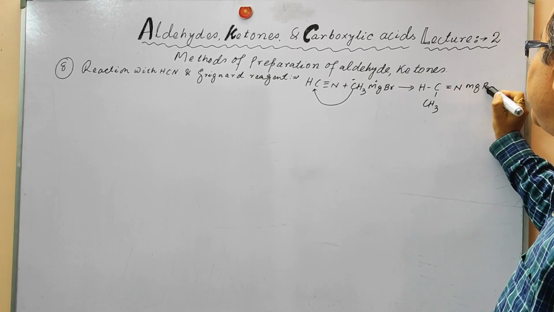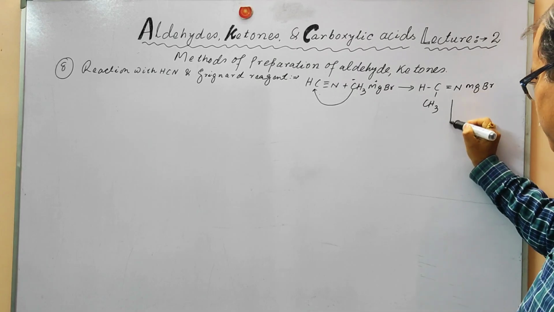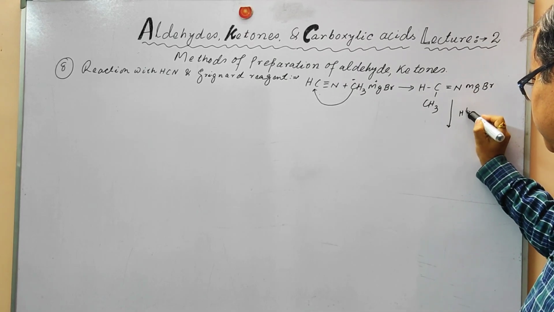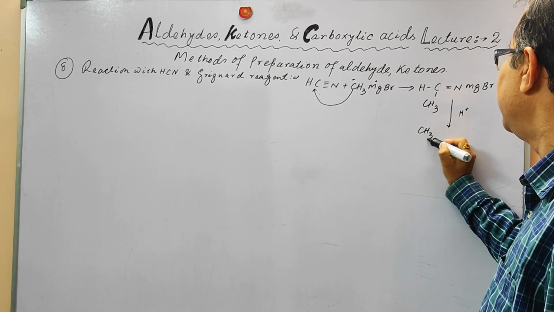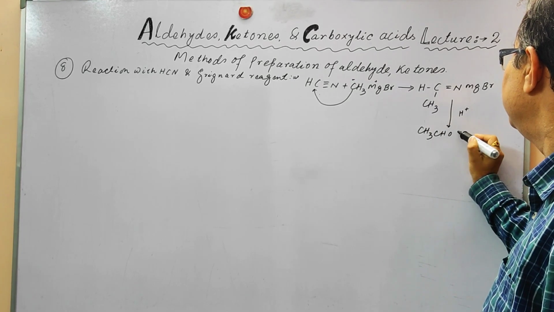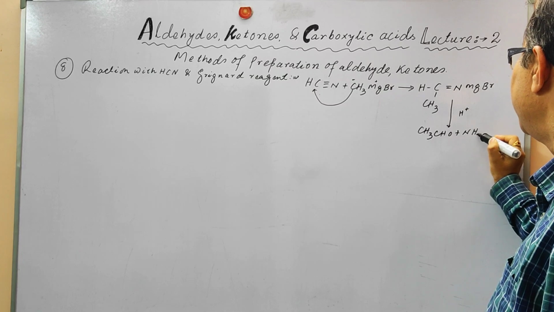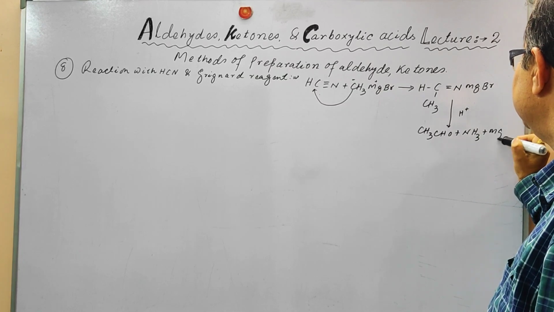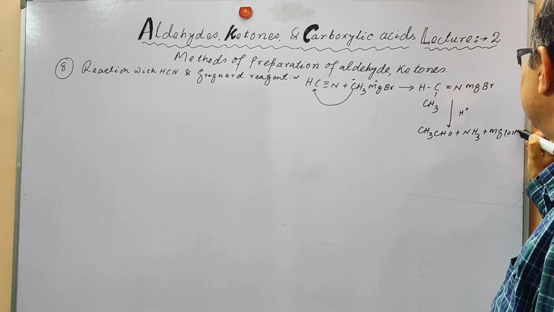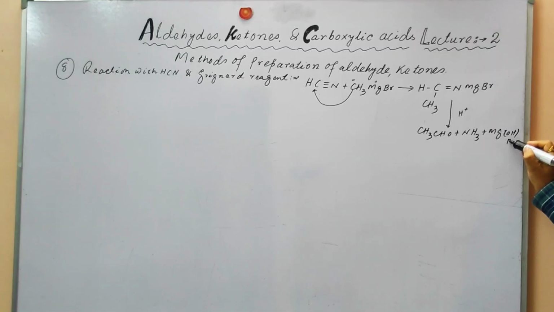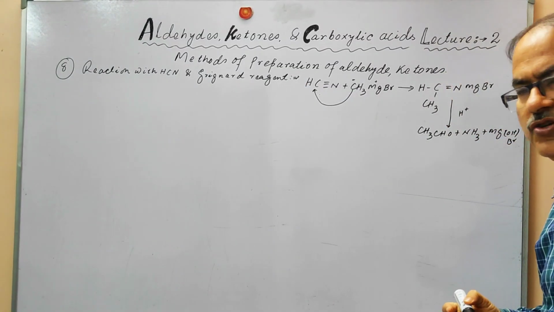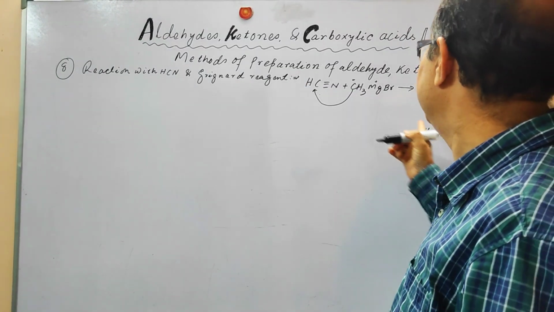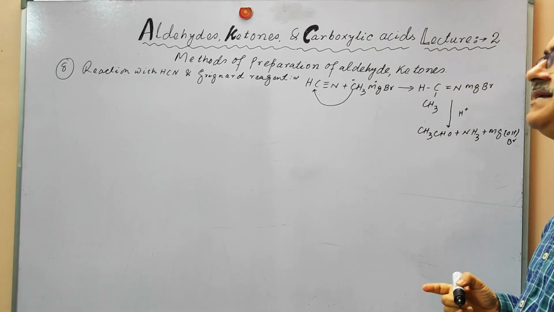This is the N-MgBr intermediate. And when we hydrolyze this in presence of H+, it is going to produce the acetaldehyde with ammonia and Mg(OH)Br. Okay, so reaction number 8, the reaction of hydrogen cyanide with the Grignard reagent, can produce the acetaldehyde.